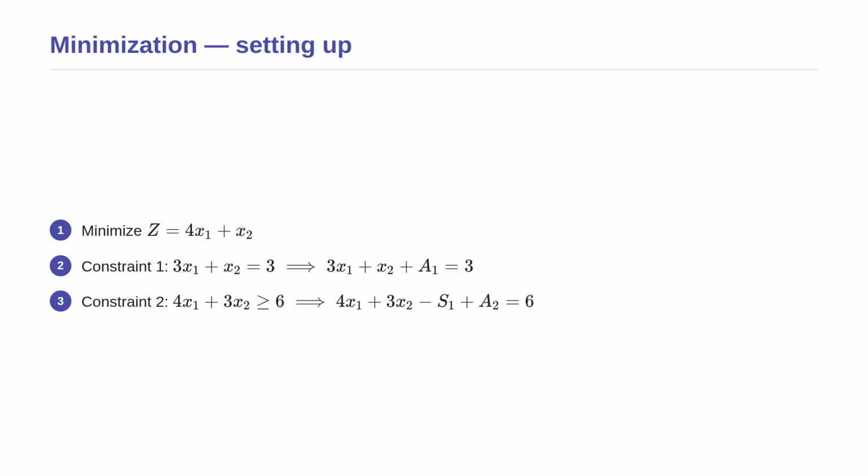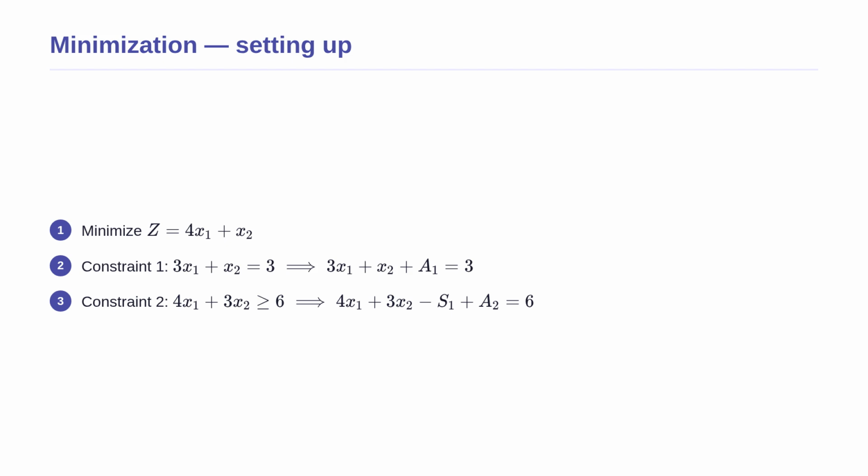Let us apply this to a concrete minimization example. We want to minimize a cost function z equals 4x1 plus x2. Our first constraint is a strict equality. It requires exactly 3 units, so there is no surplus or slack. We simply add the artificial variable a1 to serve as our initial placeholder.